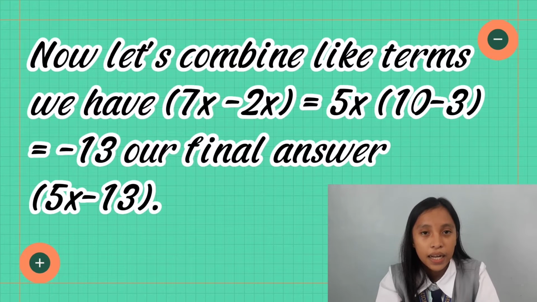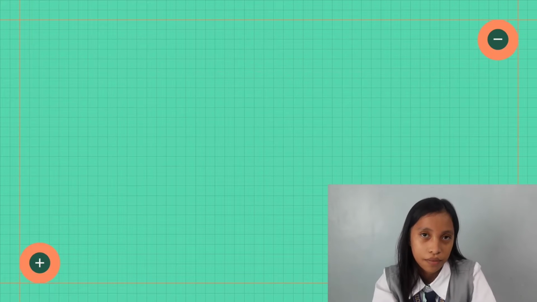Now, let's combine like terms. We have 7x minus 2x is equal to 5x, and negative 10 minus 3 is equal to negative 13. Our final answer is 5x minus 13.